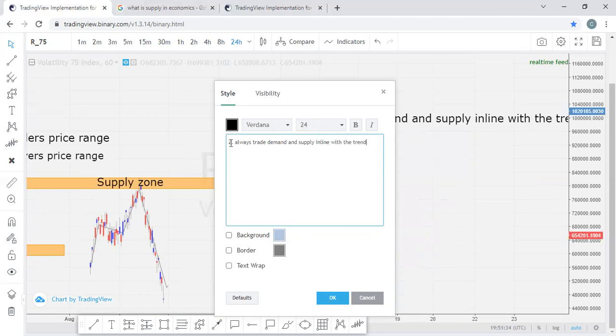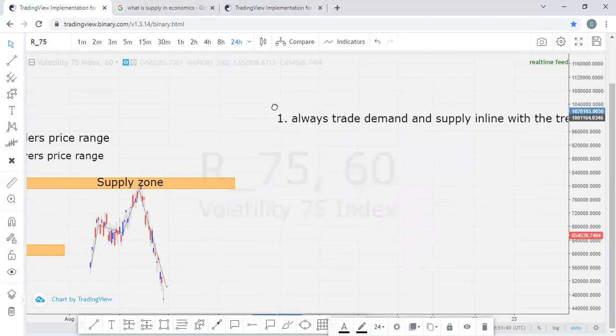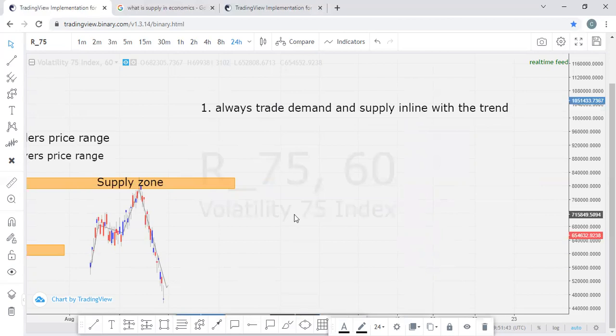That's the first thing you should always do. Always have this in mind. Always trade demand and supply in line with the trend, right? The market should not be in a bearish trend and you're trying to buy at a demand zone, or the market should not be in a bullish trend and you're trying to sell at a supply zone.